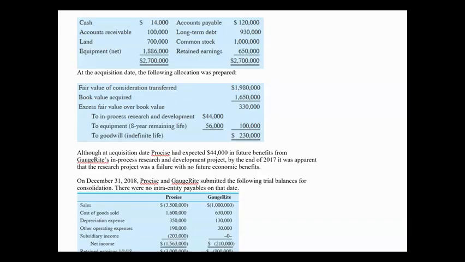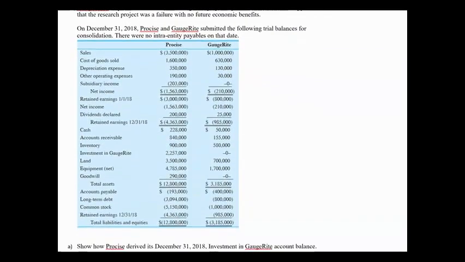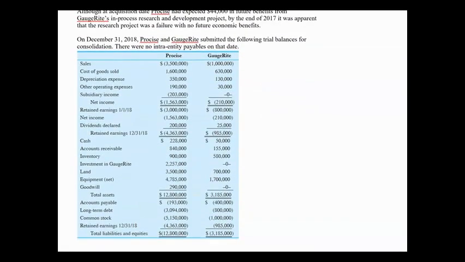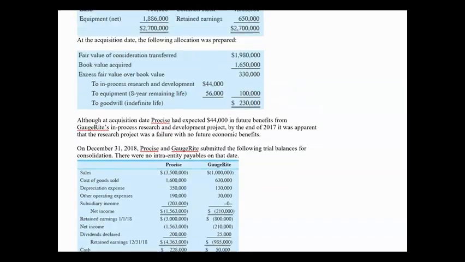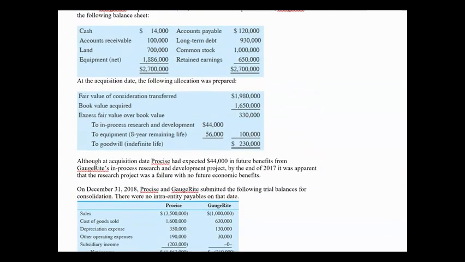On December 31st, 2018, two years after the acquisition, Process and Goldright submit the following trial balance for consolidation. There were no intra-entity payables on that date. So this is the financial data two years later. First in this video, let's calculate the excess annual amortization based on the schedule already prepared.